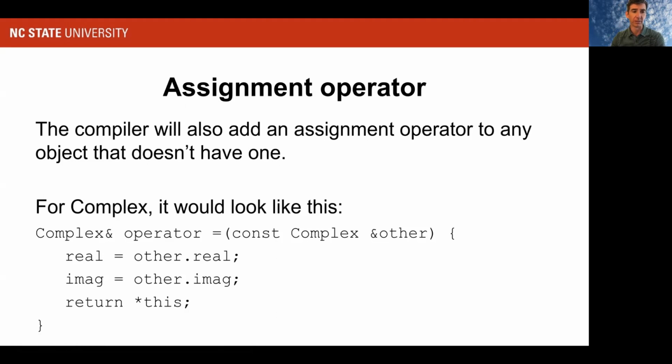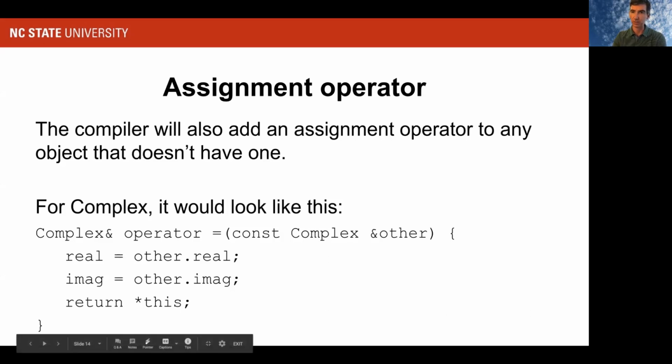And so we're saying that the real part of the object we're modifying becomes the real part of other, and the imaginary part becomes the imaginary part of other. And then this last return statement is just returning a reference to the current object. I'll explain a little bit more later about what that statement means. But the most important thing to notice is that these two lines are identical to the copy constructor. So here in my assignment operator, I'm just doing the same thing I would do in a copy, really.